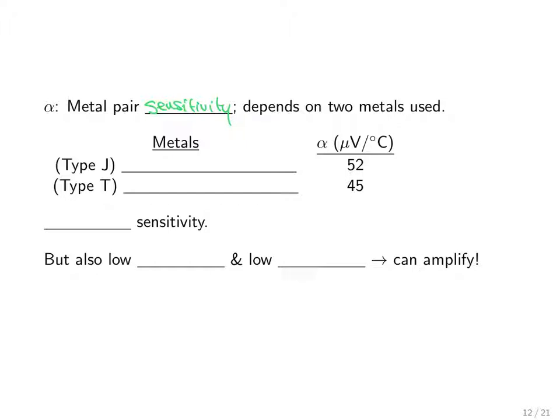The two most common metal pairs are iron and constantan, and copper and constantan. Constantan is a copper-nickel alloy. So overall, you can see that the units of alpha are microvolts per degree C, so that's pretty low sensitivity. But because these are not resistive devices, they have a low noise and also low output impedance. So it's easy to amplify them to get very high sensitivity.